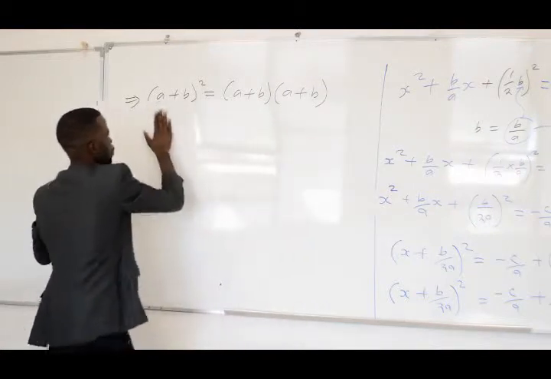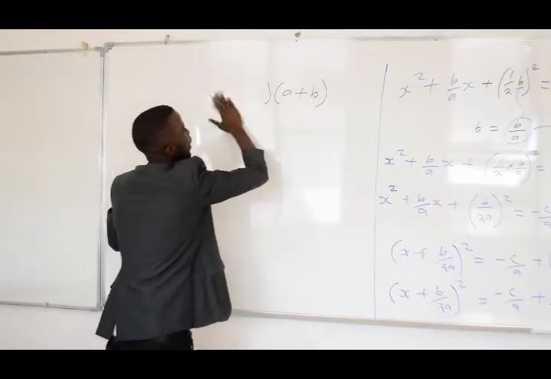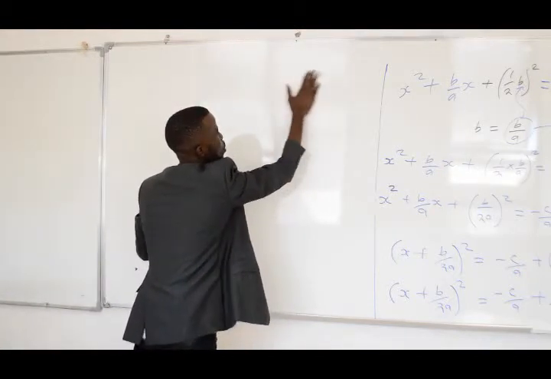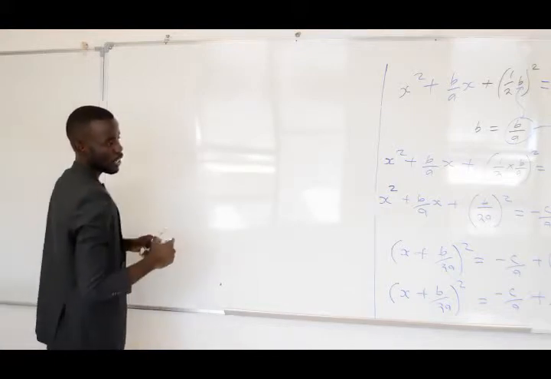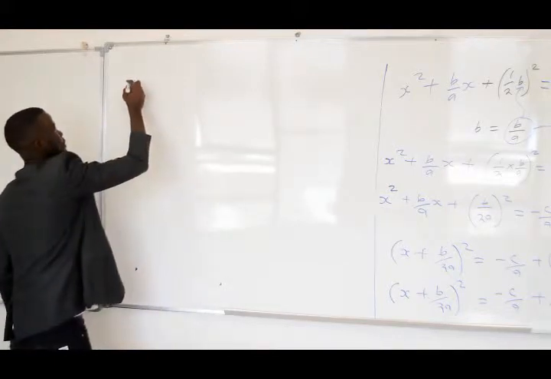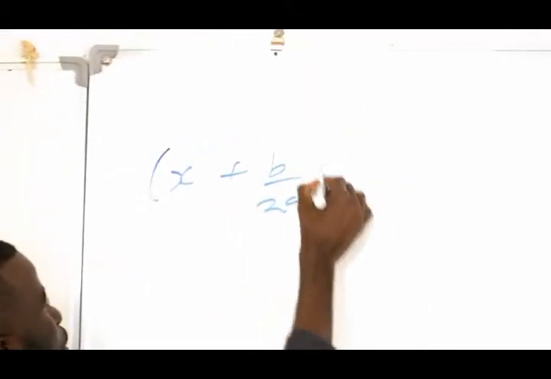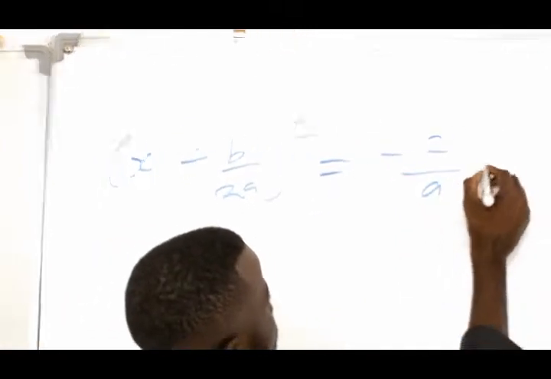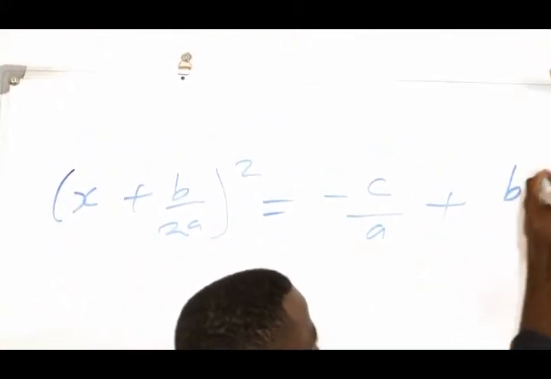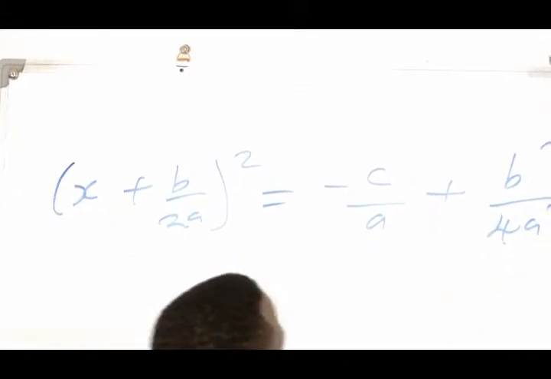Okay, so we are trying to prove the quadratic equation. It's looking like a very long process, but I'm trying to explain each and every step. So on our left hand side we have x plus b over 2a, squared, is equal to negative c over a plus b squared over 4a squared.